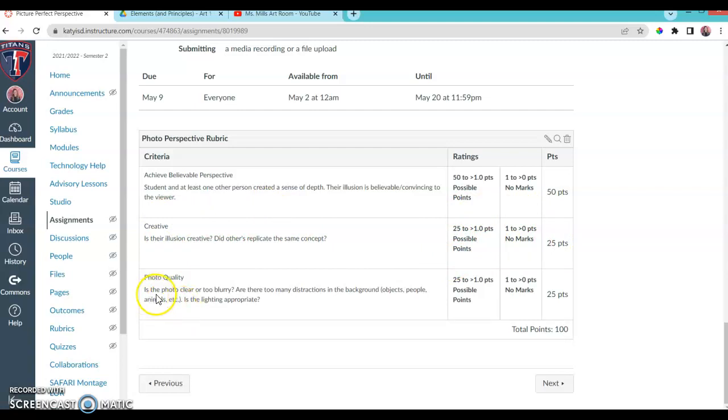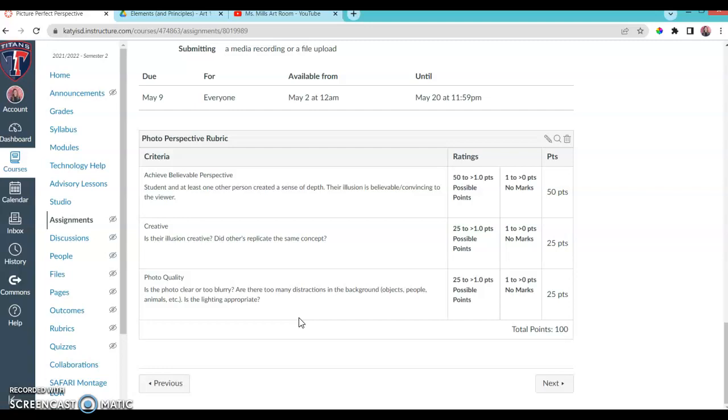And then the photo quality. Is it too blurry? Is it not even clear what's really happening? Are there too many distractions? Even if it's taken at home, you can have a bunch of distractions in your background. We've talked about how to photograph 3D objects like sculptures and stuff. It's essentially the same thing. You want to have as clear of a background as you possibly can. So if you need to clean your room, do that. And then is the lighting appropriate? If it's too dark, then I can't really see the illusion that's happening, then it's not a good quality photo.